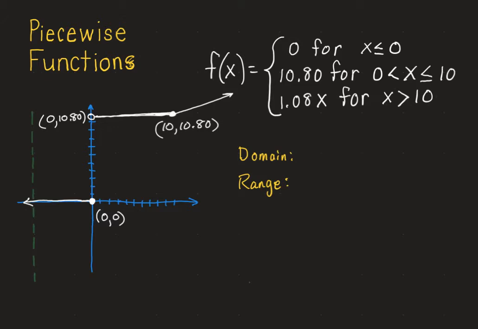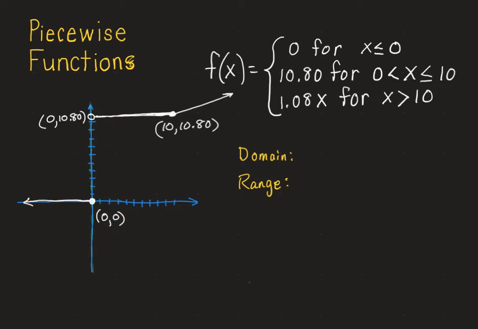You're not paying anything until you get b above 0. At 0, you're still paying nothing. But then as soon as you move just the tiniest fraction above 0, you buy a penny candy, boom, you're going to pay $10.80. It jumps right up there.